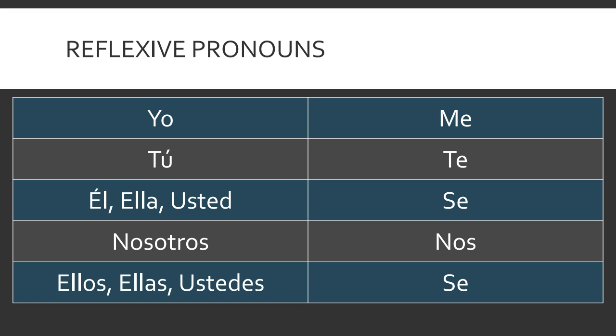If your subject is nosotros, you'll use nos. And if your subject is ellos, ellas, ustedes, you'll use se. You will notice that the reflexive pronoun is the same for él, ella, usted, and ellos, ellas, ustedes. And you just have to know the context in order to know who your subject would be when you see these reflexive pronouns used in a sentence.